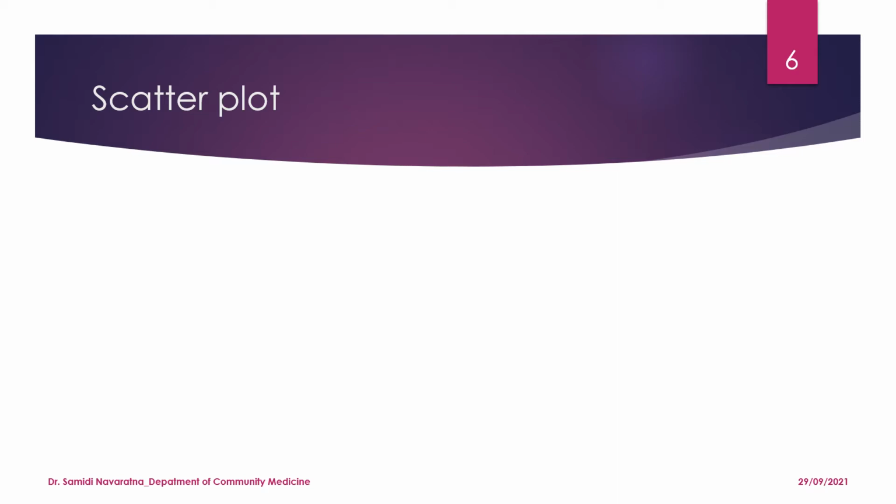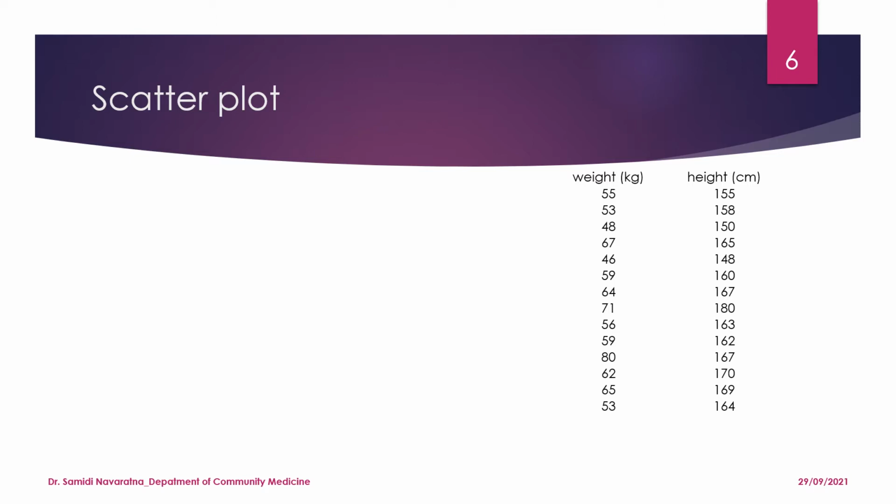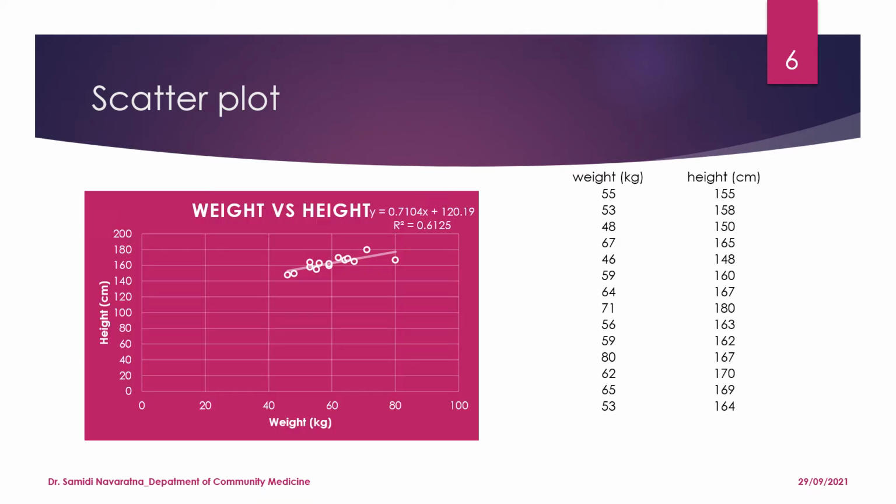So let's draw a scatter plot for this set of data, the weight and the height. We have already discussed in the introduction that the value of R doesn't change according to which variable is labeled as X and which variable is labeled as Y in a scatter diagram. Therefore, let's draw a scatter plot for this set of data using weight as the x-axis and height as the y-axis. Okay, so let's see.